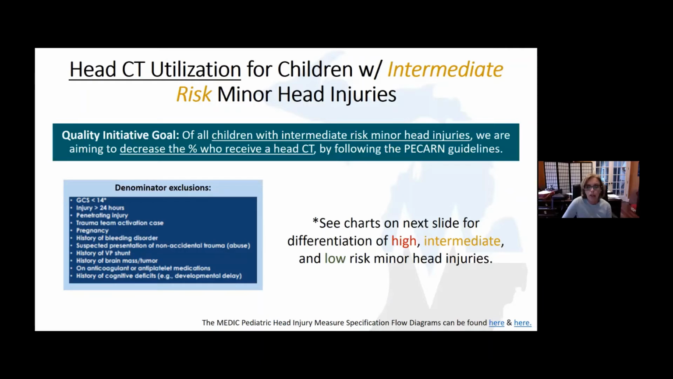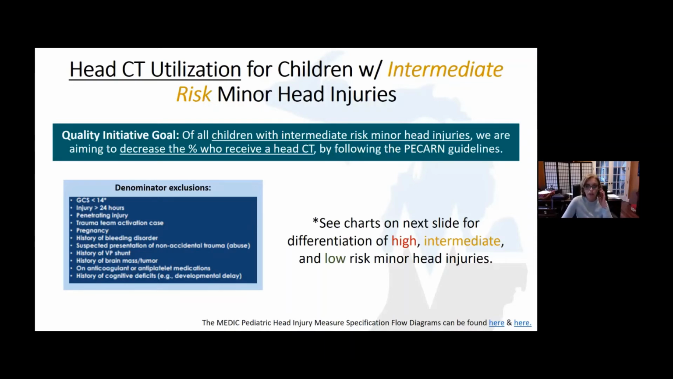And those are pretty obvious. Those kids who don't meet the rule definitions, that is those who have a GCS of less than 14, that the injury is greater than 24 hours out, that there is a description in the documentation of an actual penetrating injury, anything that was a trauma activation, if a patient was pregnant, anybody who has a bleeding disorder, who's on coagulation medications, as well as those kids who we think might have had this injury that was potentially related to non-accidental trauma, because our hand may be pushed there to do some imaging that we normally wouldn't do. And those kids who potentially have a VP shunt or some sort of intracranial mass or tumor.